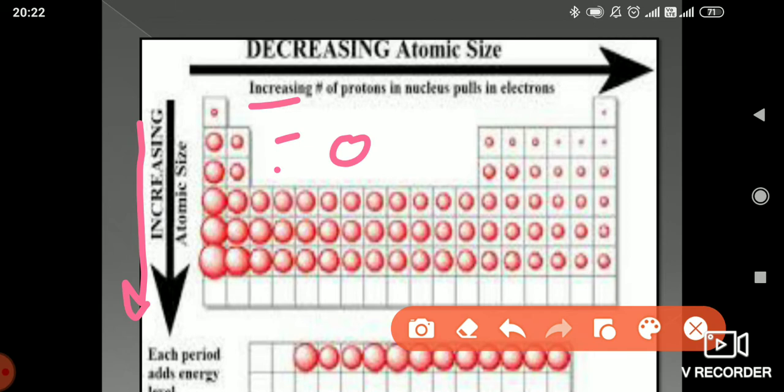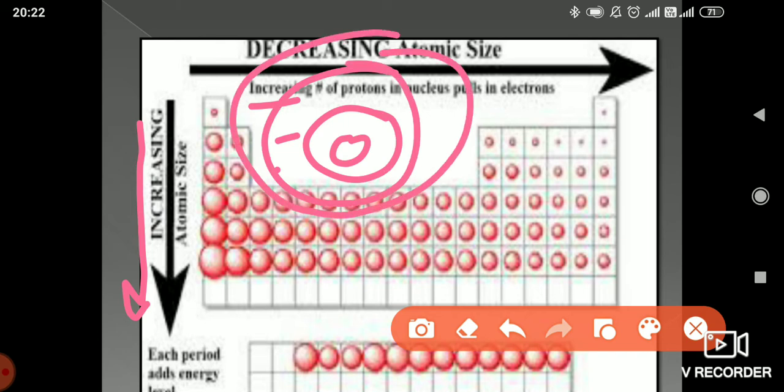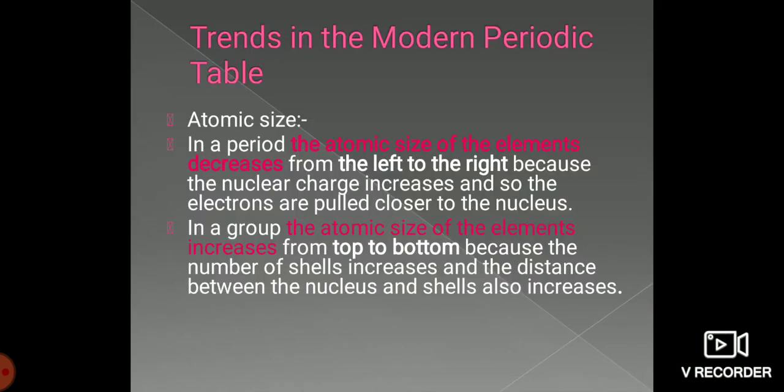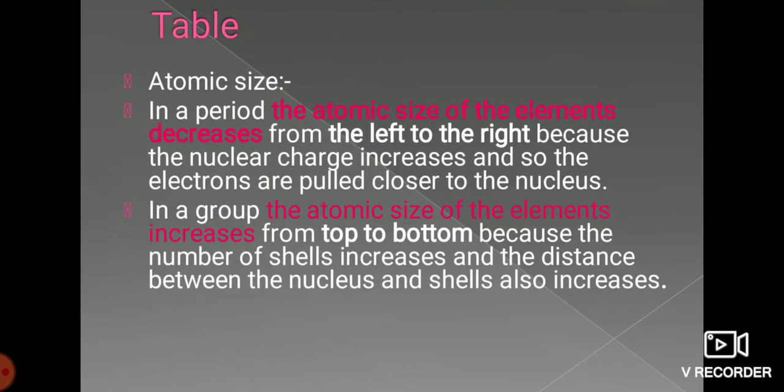And that is why the number of shells is increasing, as each period adds energy levels, so the atomic size is also increasing. So whenever in a group we are moving from top to bottom, the atomic size increases. Clear? Because the number of shells increases and the distance between the nucleus and the shells also increases, the atomic size keeps increasing.